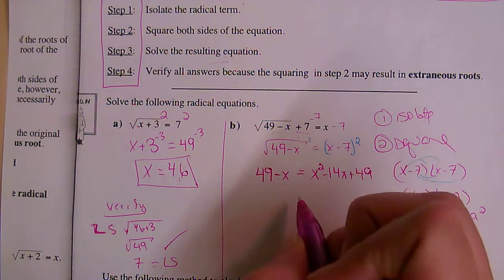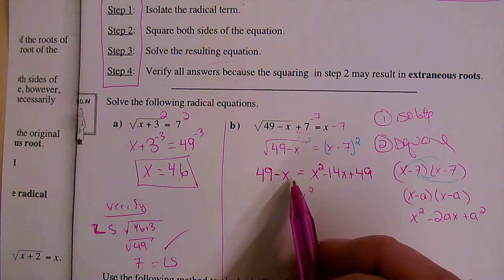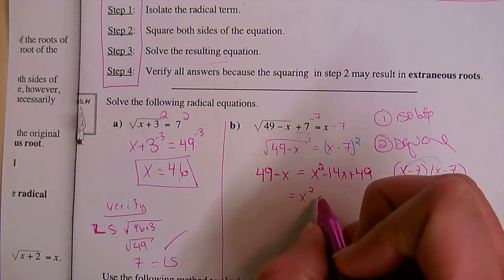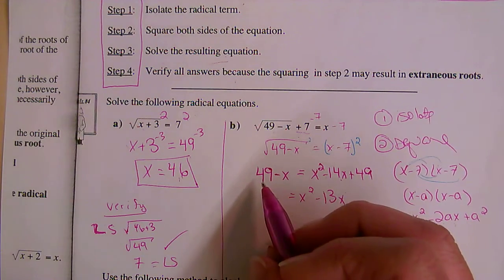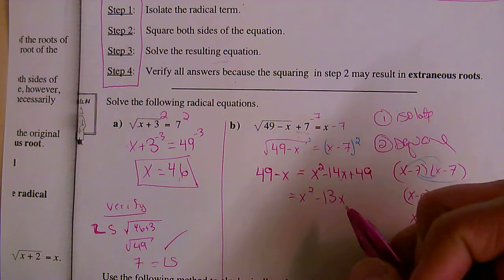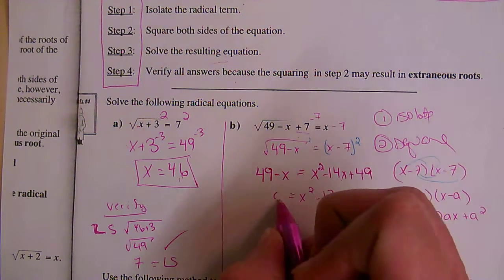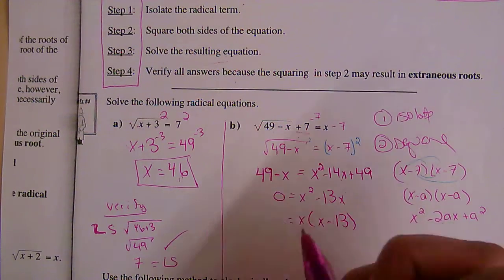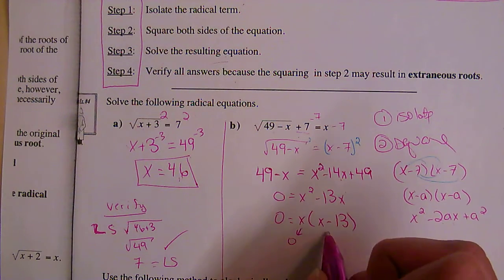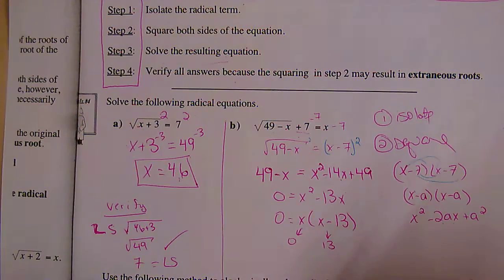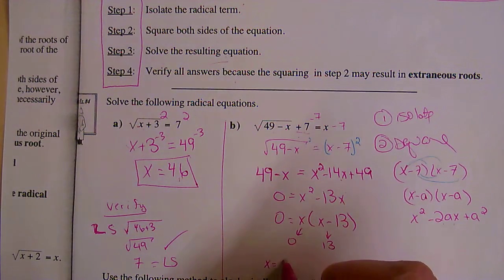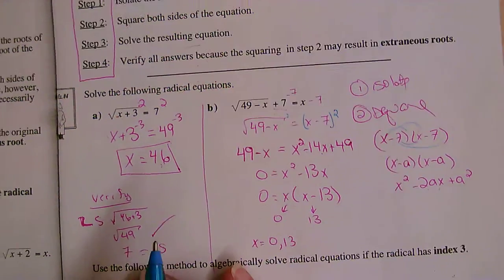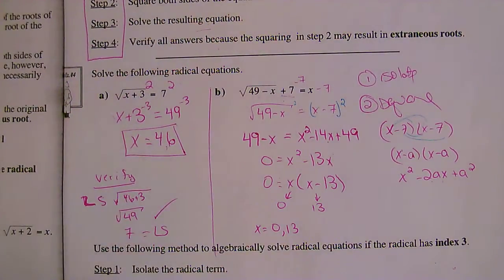Okay, so let's move everything over to one side here. So that negative x is going to become a plus x. So negative 14x plus x is going to be negative 13x. And then we see, actually, those 49s are going to cancel out. So then I'm going to factor out an x. There's one solution. There's another solution. So x is equal to 0 and 13, but I'm still going to verify just in case one of those is not a solution.